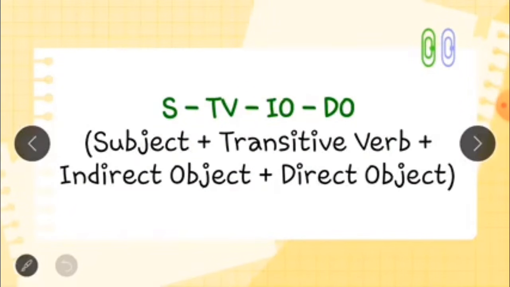Next, STVIODO, or subject plus transitive verb plus indirect object plus direct object. You already know some of these terms. I will just define what is indirect object. Indirect object is a noun or pronoun receiving the direct object. Let's further understand indirect object and this pattern by examples.